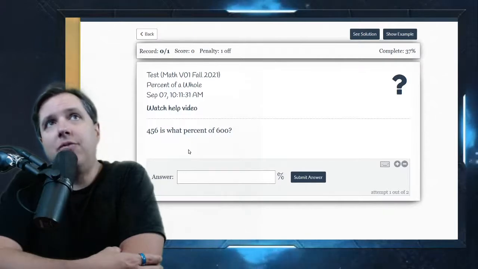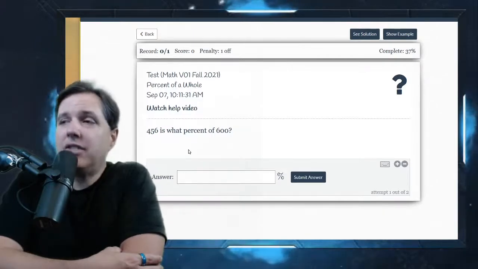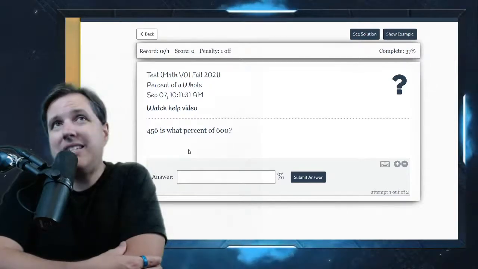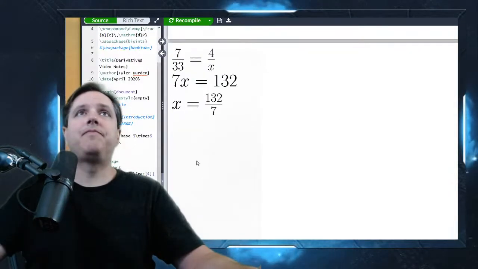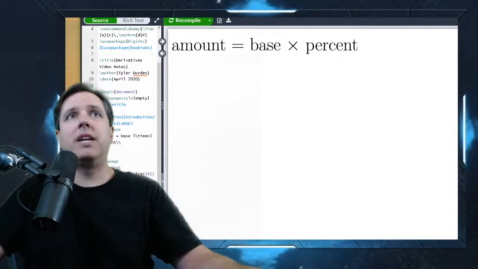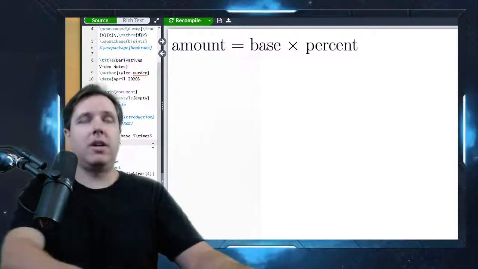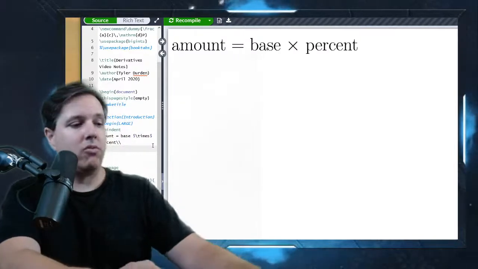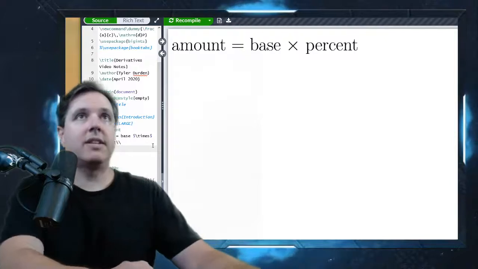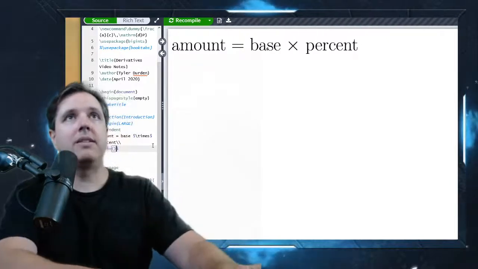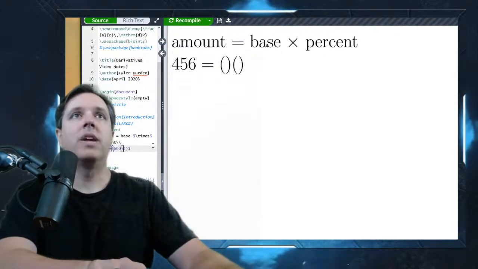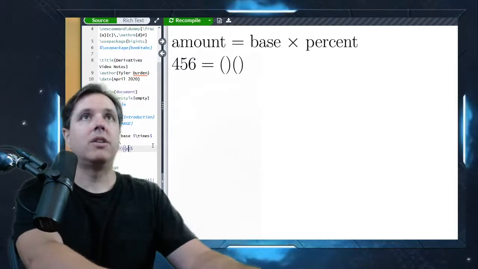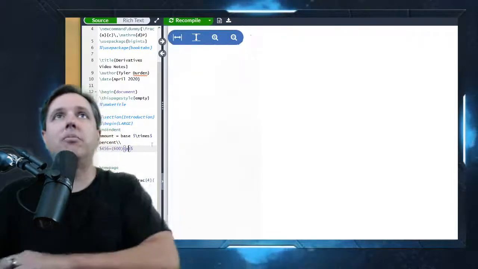If they're saying 456 is what percent of 600, then hopefully you recognize that 600 is our base. So 600 is our base. Let's start plugging that in. We'll go back up here. I take this same fraction and plug in. Our amount was 456 equals the base times, so the base was 600, and then we have some percent that we're left with. I'll just call that P for now, for percent.